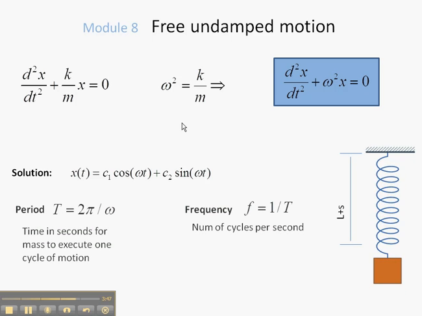And then there are a couple of things that we'll be interested in. We'll be interested in understanding the period, or the time that it takes in seconds for the mass to execute one cycle of motion. Meaning if you're at the very top highest point, then it goes all the way down and back up to that highest point. That would be one cycle. And also we'll be interested in understanding the frequency, or the number of cycles per second. And you'll use that in some of the problems.